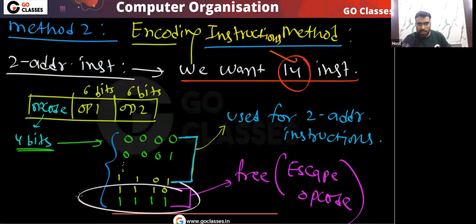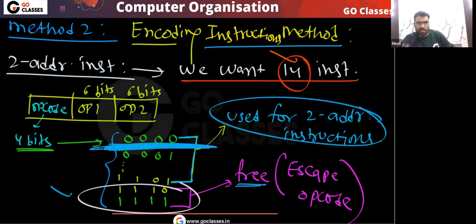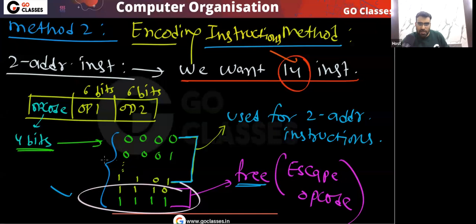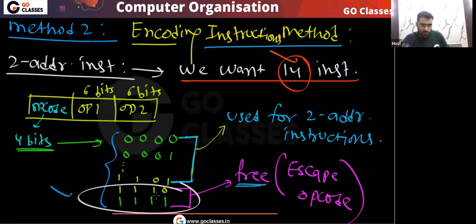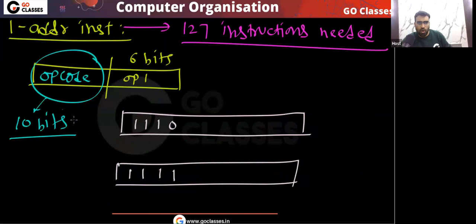Okay, because these 2 patterns are free. All the remaining first 4 bits patterns are used by 2 address instructions. Remember, if the first 4 bits are 0000, then that is a 2 address instruction. If the first 4 bits are 0001, then that is also a 2 address instruction. So you can see for the first 4 bits, only 2 combinations are free. These are called escape opcodes. In the 1 address instruction, the opcode size will be 10 bits, and for the first 4 bits, these 2 combinations I can use.